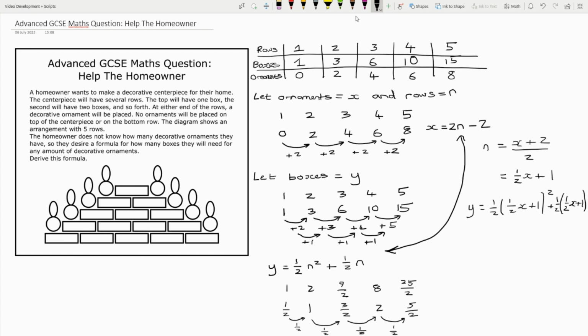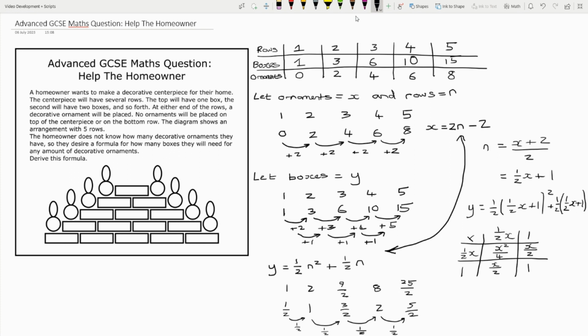So first we need to expand this quadratic, so we can do that using a table. Half x, 1, half x, 1. So half x times a half x is equal to x squared over 4. Half x times 1 is x over 2. Half x times 1 again is x over 2. 1 times 1 is 1.